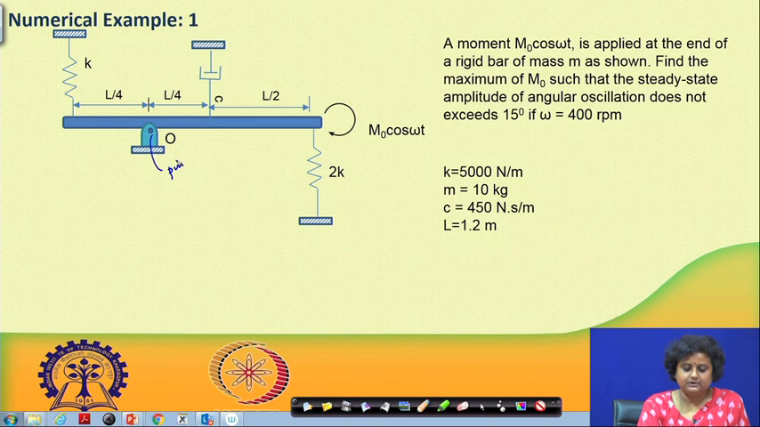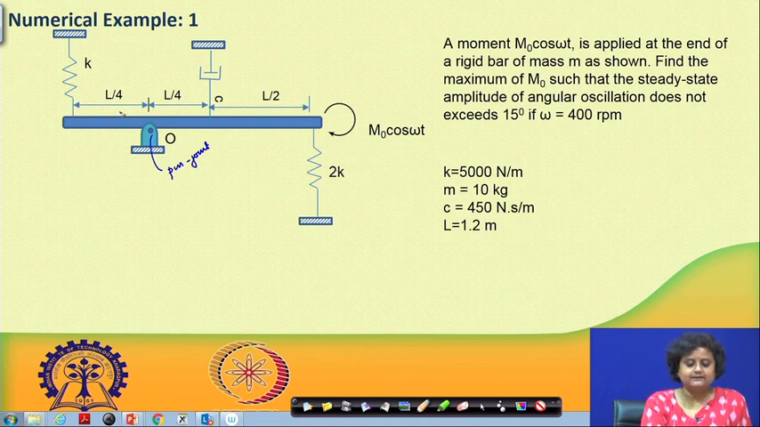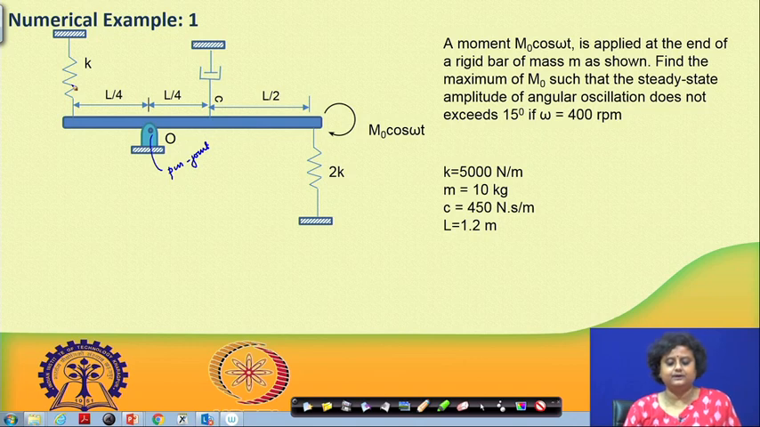This is the pin joint, so it is free to rotate about the point O. At a distance L by 4 from the pin joint, there is a damper of damping coefficient C. At a distance 3L by 4, it is supported by a spring with a spring constant 2K, and at a distance L by 4 on the other side, it is supported by a spring K.